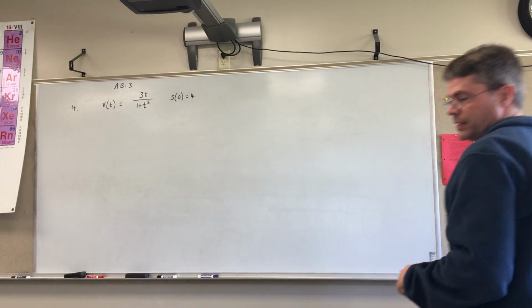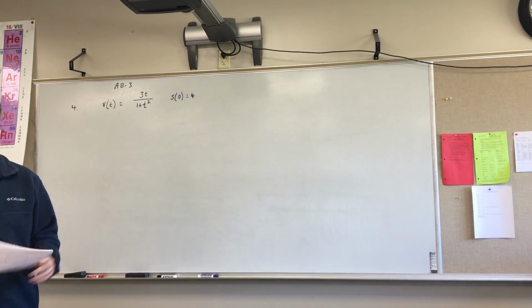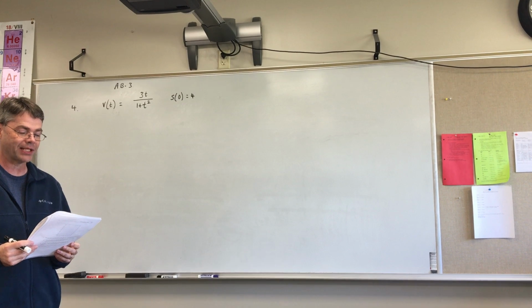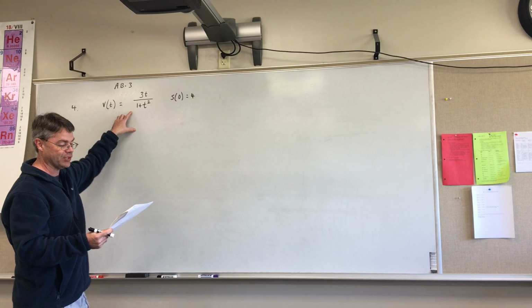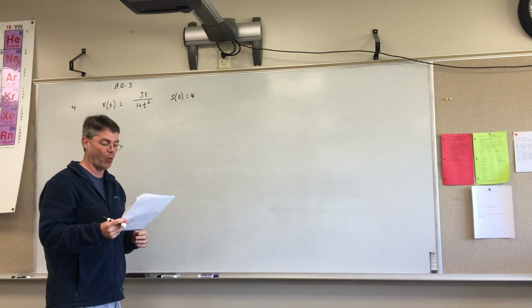Okay, this is practice exam AB-3, number 4. So this is one of those velocity position type problems. A particle moves along the x-axis with a given velocity of 3t over 1 plus t squared. It says our initial position, when time is 0, is 4.